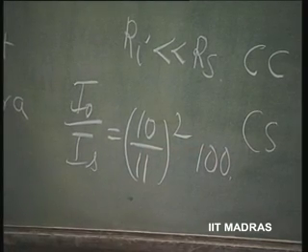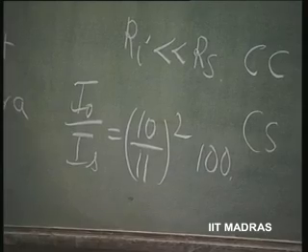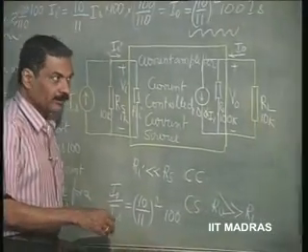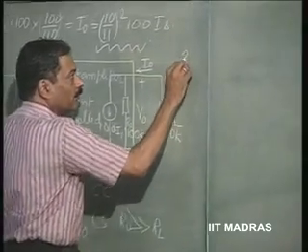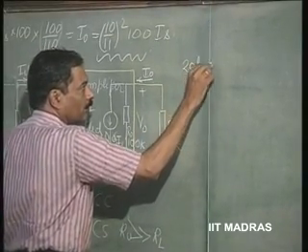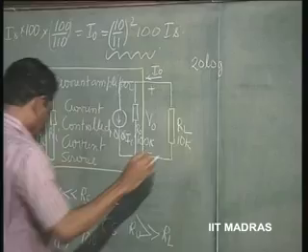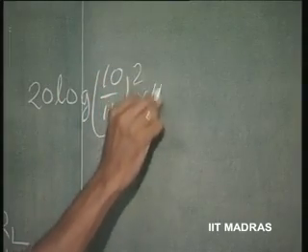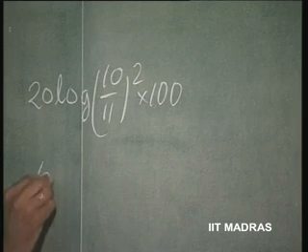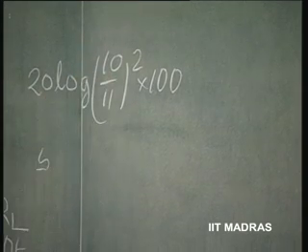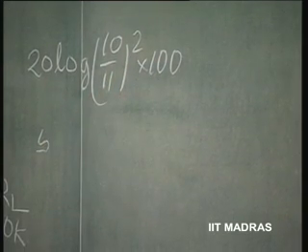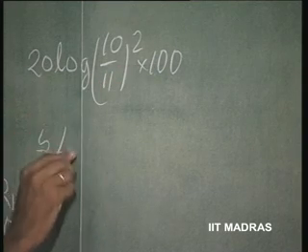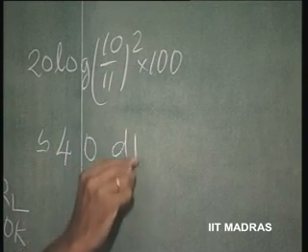Or if you want to express this as decibels, it will be 20 log this 10 over 11 whole squared into 100, which is of course pretty close, this being close to 1, this is about 2 into 20, which is 40 decibels.